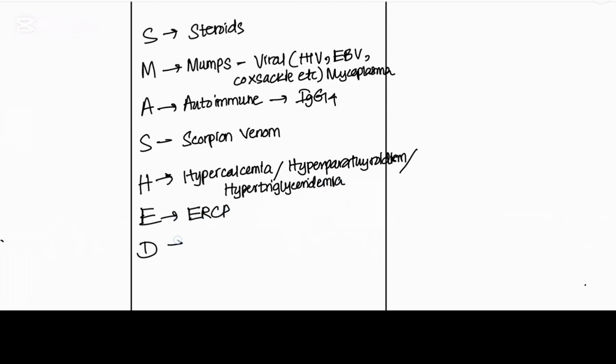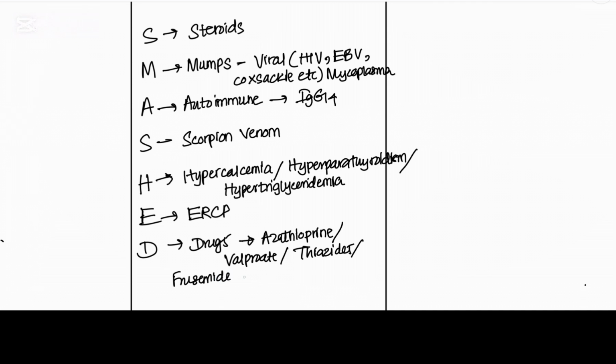Again we have E, that is ERCP. D, the drugs. The drugs we have include azathioprine, and we have valproate, thiazides, furosemide, and tetracyclines.